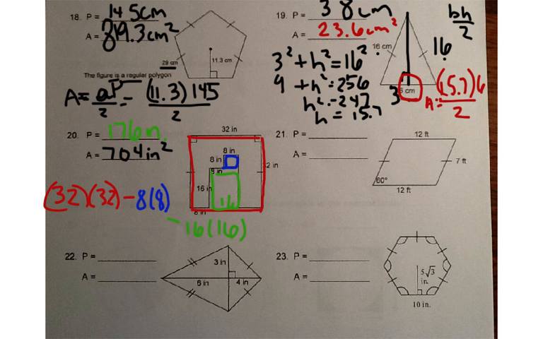Okay, number 21. I have a parallelogram. The left side and the right side are going to be the same as each other. So I've got a 7 on this side, and I can add 7 plus 12 plus 7 plus 12 to get the total perimeter, which is 38 feet. And now I need to find my area. Area of a parallelogram is base times height, but the height has to be at a 90 degree angle from the base.